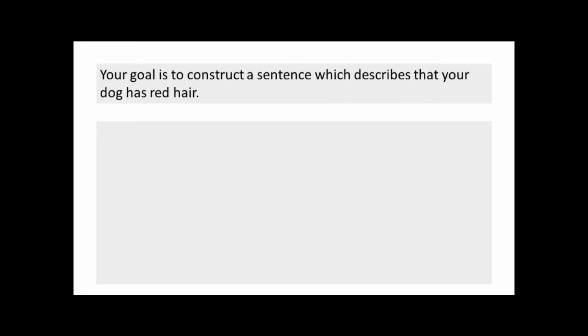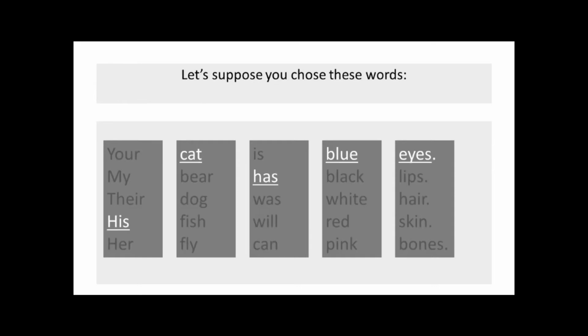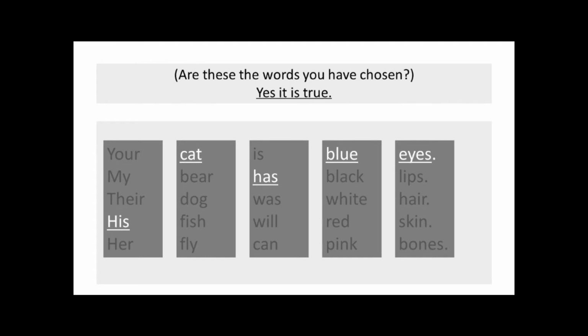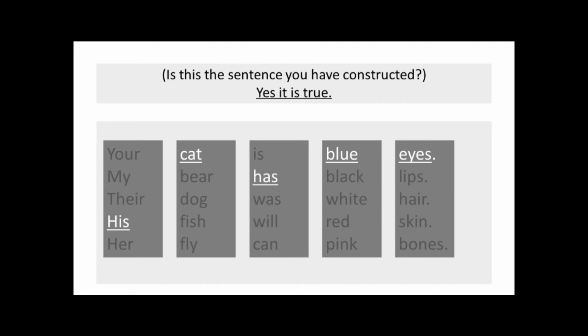Let's try another example. In this example, your goal is to construct a sentence which describes that your dog has red hair, using these terms. Let's suppose you chose these words. "His cat has blue eyes." Are these the words you have chosen? Yes, it is true. Is this the sentence you have constructed? Yes, it is true.